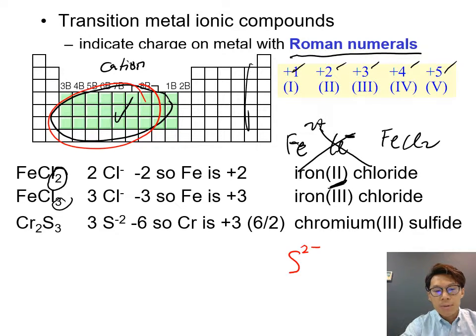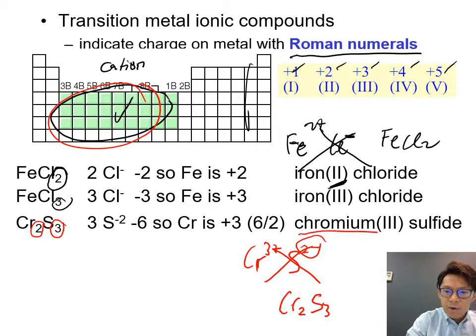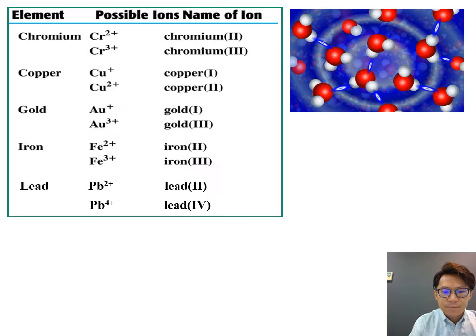Then how about chromium? So then we figure out the chromium. As you can see, a 3 and 2 here. The 2 comes from sulfide, so the 3 must come from chromium. So once you cross over to balance out the net charge, we have chromium, Cr2, and then we have S3. So the naming will be chromium 3, representing Cr3 plus, and sulfide representing S2 minus.